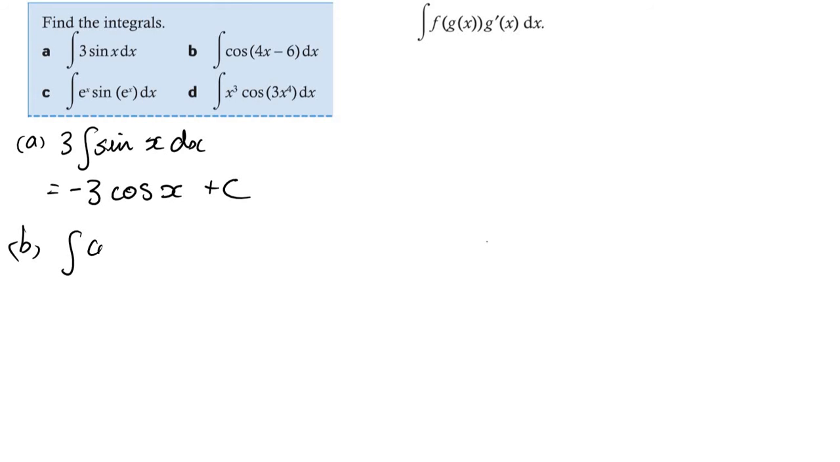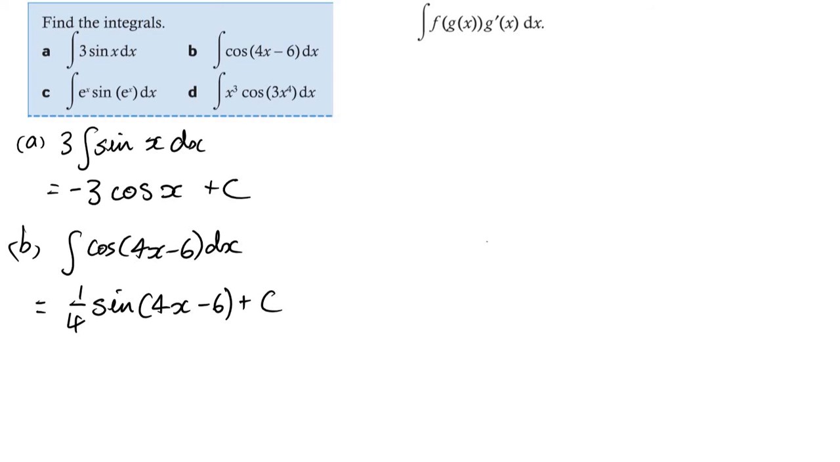In B, we have to apply that more complicated rule because we have an ax plus b inside the brackets. So the integral of cos of 4x. The integral of cos we know to be sine. And we would have to divide it by 4, that is, multiply it by 1/4.